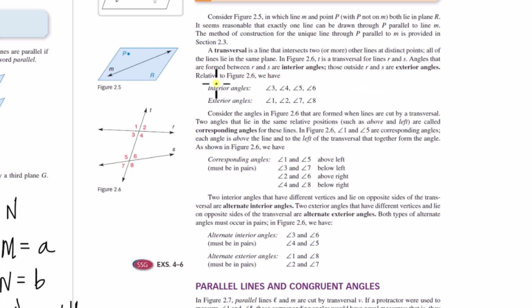All right, angles that are formed between R and S are interior angles. Those outside R and S are exterior angles. So between the two lines here, those are interior angles: angles 3, 4, 5, and 6. And outside of R and S, 1, 2, 7, and 8 are exterior angles.